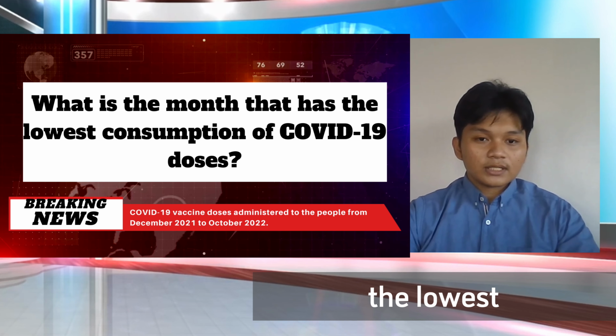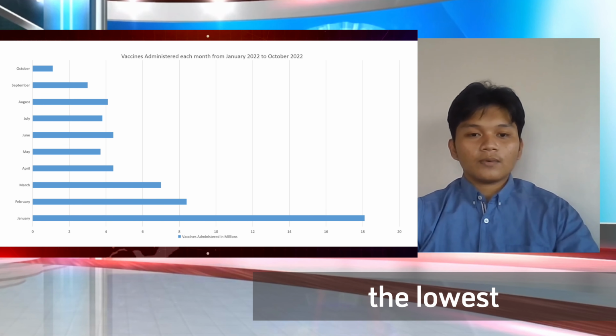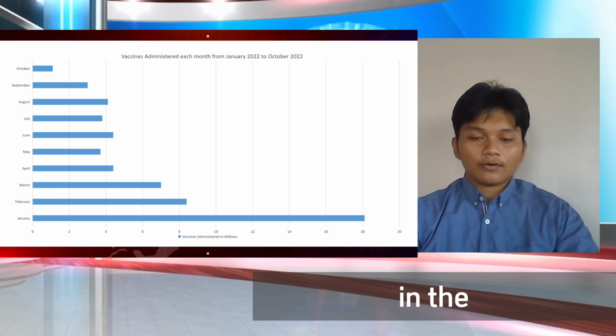Fourth question, what is the month that has the lowest consumption of COVID-19 doses? So the month that has the lowest consumption of COVID-19 doses in 2022 would be the month of October, since it has the lowest amount of doses than the other month as shown in the graph provided.